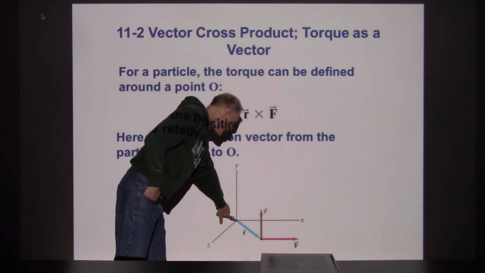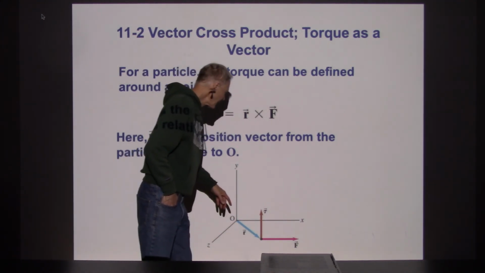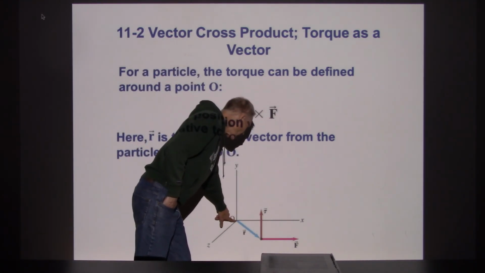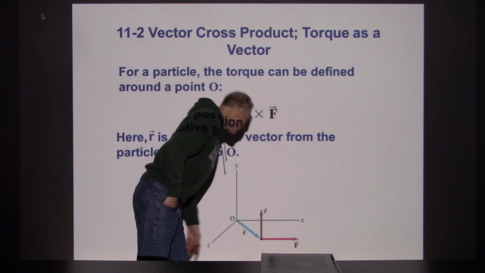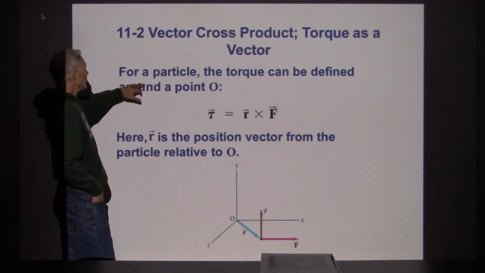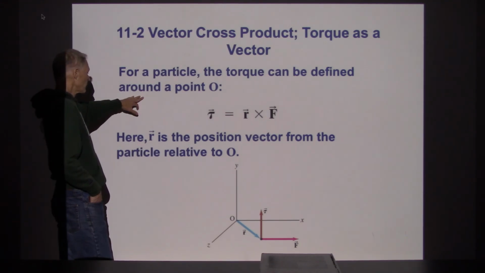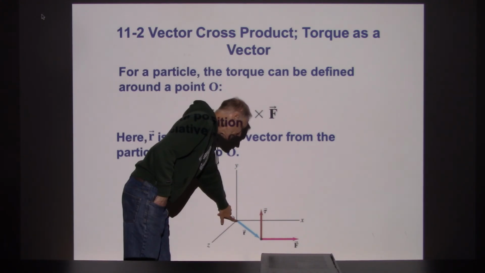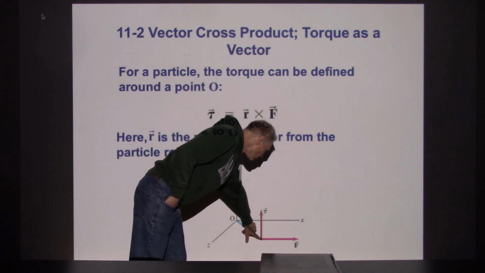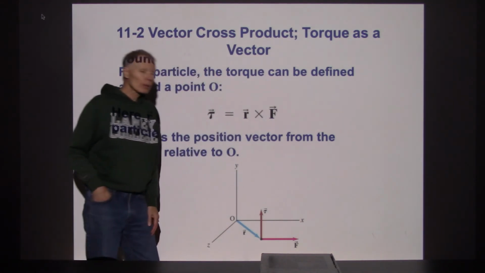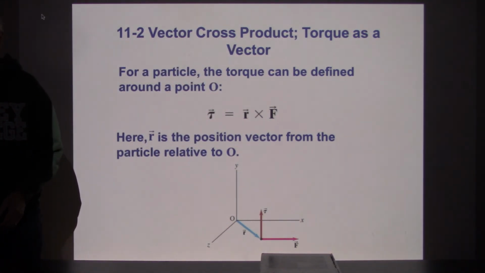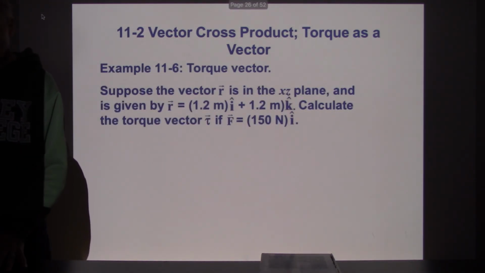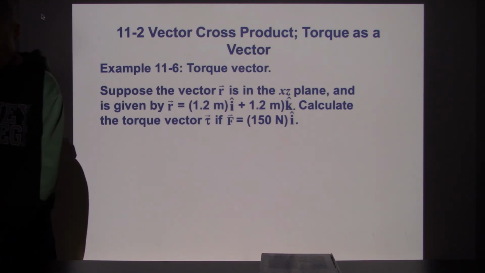So there is a point located right there, and I can take a force that's acting on some object located at this point. So for a particle, the torque can be defined around a point. Here is the origin of the coordinate system. So it's not an axis anymore, it's a point. There is the object, there's a force acting on it, and the torque can be calculated as R cross F. Okay, so we'll see what that means for you in terms of actual problem solving.